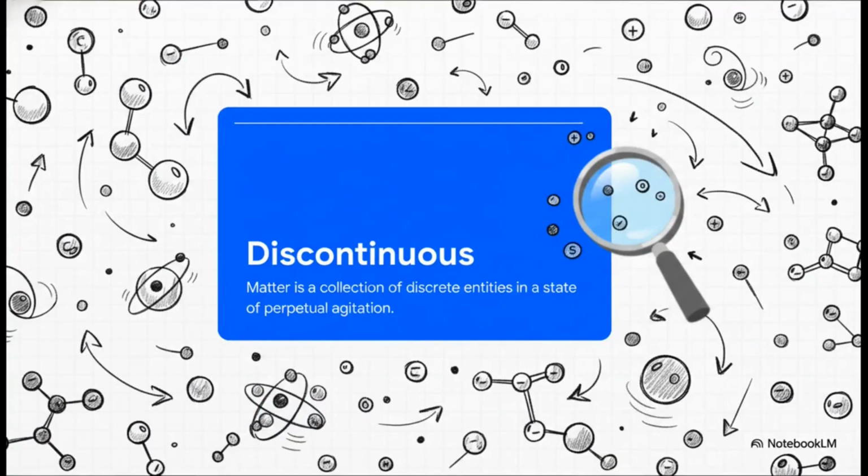So the absolutely crucial point here is that matter is fundamentally discontinuous. It is not a solid continuum like it appears to our eyes. Instead, it's actually a collection of discrete entities. Individual building blocks like atoms, molecules, or ions. And here's the really wild part. Even in a solid, seemingly unmovable rock, those fundamental building blocks never ever stop moving. They are in a state of perpetual agitation.